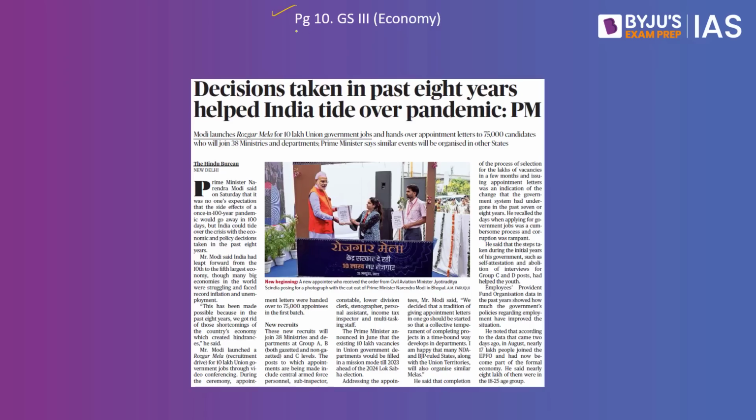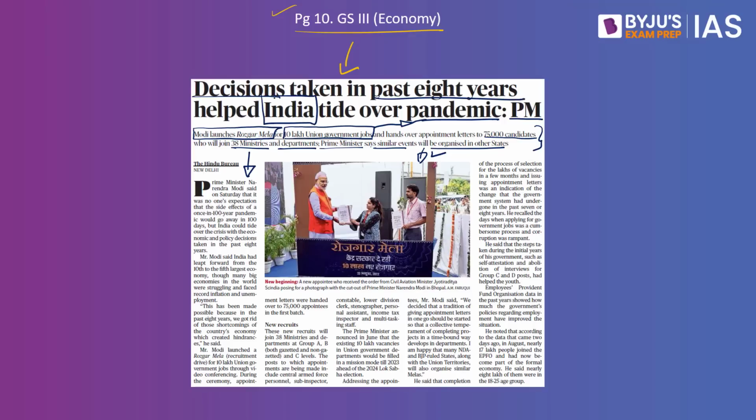Now let's look at an article from page number 10. Prime Minister Narendra Modi has launched Rozgar Mela or recruitment drive to fill thousands of vacancies in various government ministries and departments, as was promised by the Prime Minister and the government during this year's Union Budget. Earlier this year, the Prime Minister had committed to create around 10 lakh job opportunities in the Union government, to create adequate livelihood opportunities, and to support the unemployed youth in the country. While launching this scheme, the Prime Minister has pointed out that the key decisions taken by the government in the past 8 years have strengthened India's economy, and they helped India to tide over the economic crisis created by the pandemic.